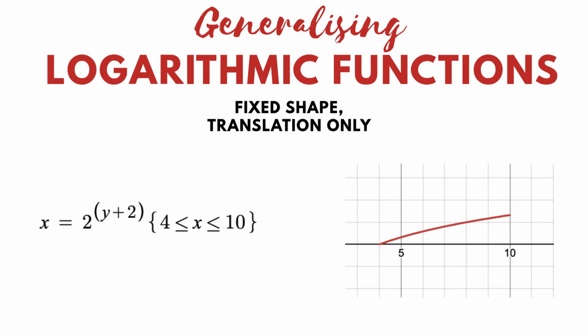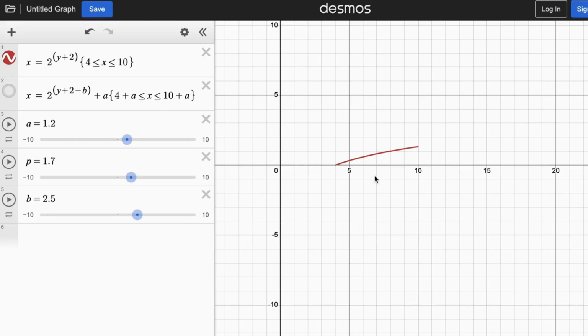Alright, let's have a look at how we can generalize logarithmic functions. Here we've been given this little shape, which is x is equal to 2 to the power of y plus 2, and the domain is 4 is less than or equal to x, which is less than or equal to 10. Here we're just moving around the shape. It's a fixed shape, translation only. So we're going to use our knowledge of a and b from the general form, this formula right here. Now we're going to use our values of a and b to manipulate and translate the shape.